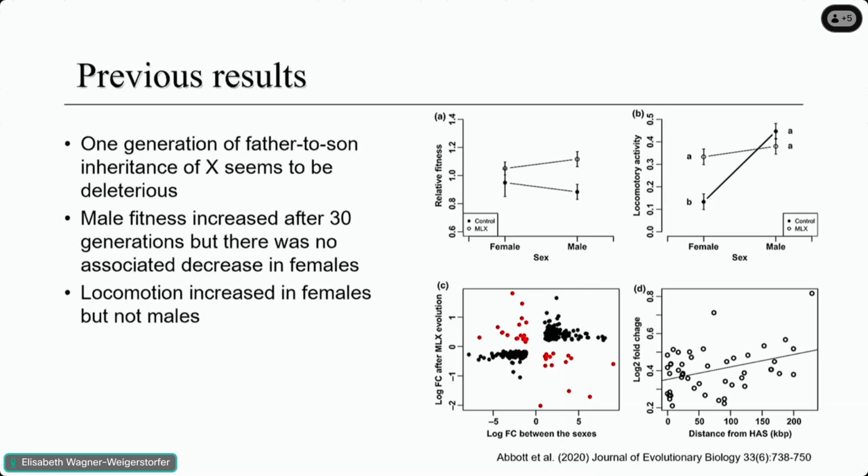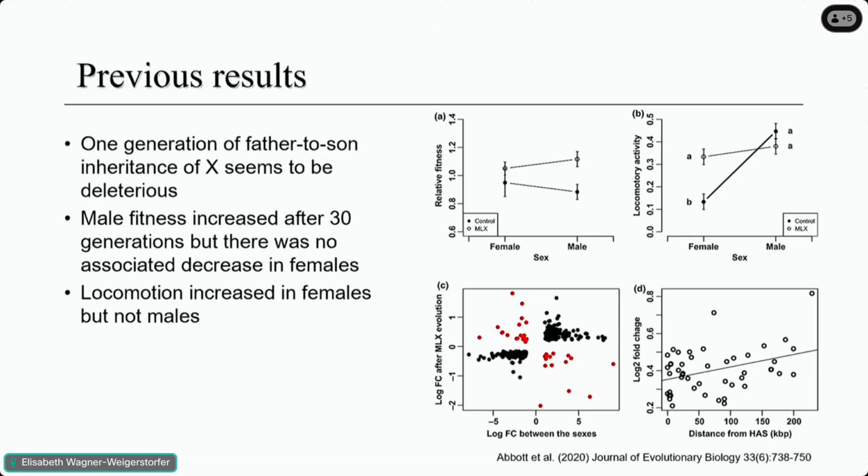We also found that locomotory activity increased in females, but not in males, so this is panel B. So the males, there's no difference, but in the females, the MLX females walked around basically as much as the males did. This wasn't something that we necessarily expected a priori. It was because the microarray data suggested that there was a lot of genes associated with metabolism and muscle development and stuff that had changed in expression. So then we thought, well, what are they doing with their muscles?